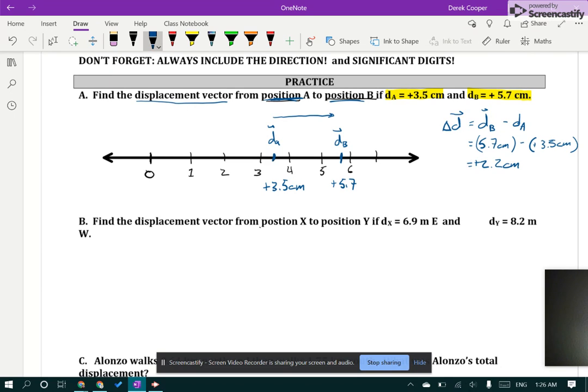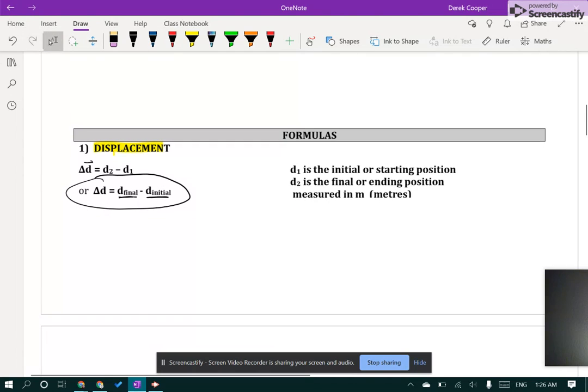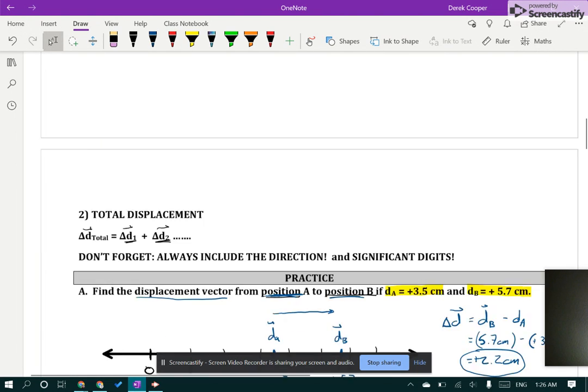So we know that we are traveling positive on our number line. So in this case, from left to right, 2.2 centimeters. So right there, that's our answer. All right. So we used our displacement vector and we used our displacement equation up here to solve for it.